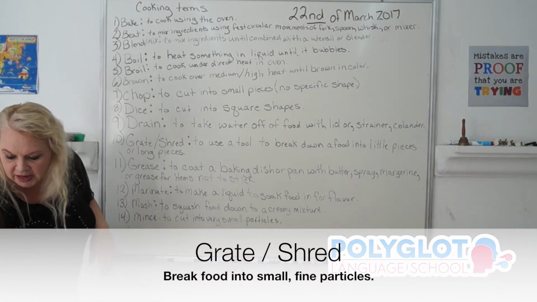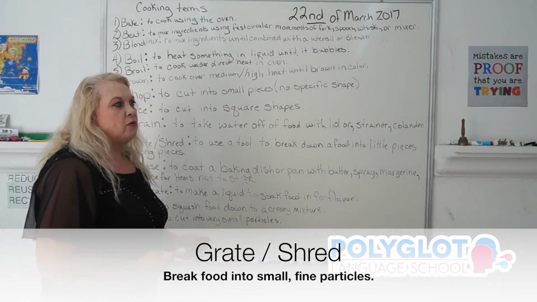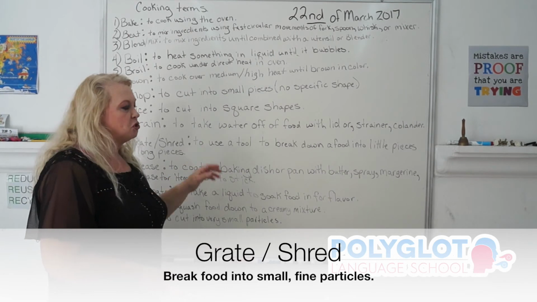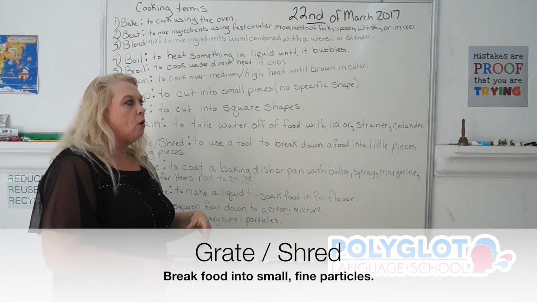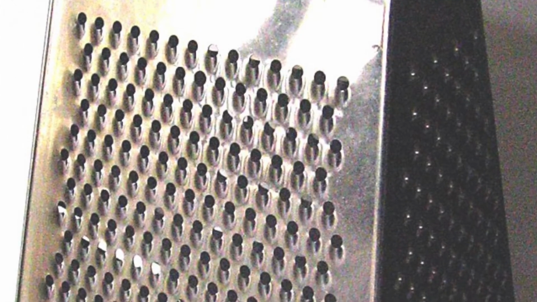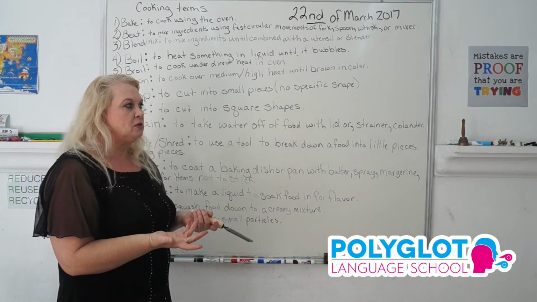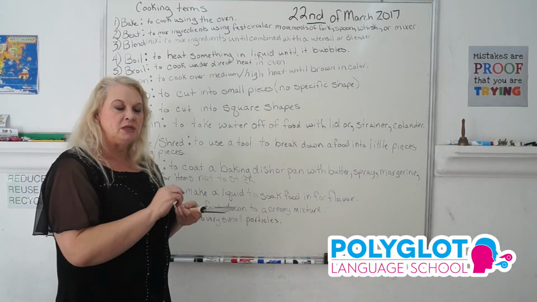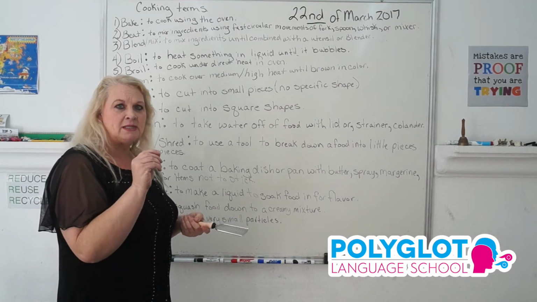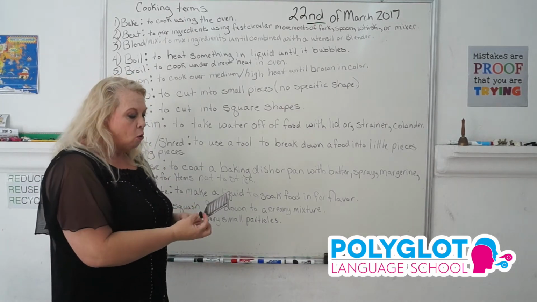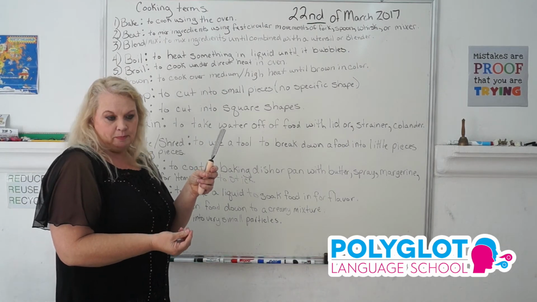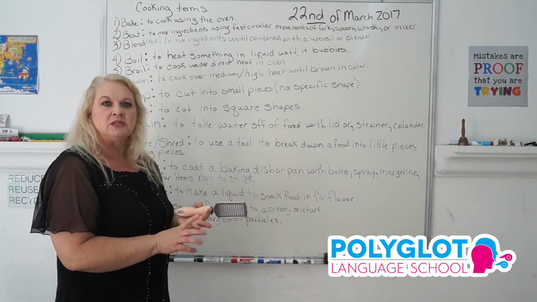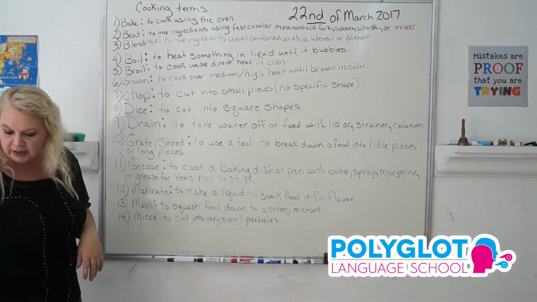Grate or shred. There's different types of graters and shredders. It's a tool and it breaks your food down into small, fine particles or long strings. So this is a grater. This is more or less a smaller one. It would be used for maybe cheese, like Parmesan cheese. You grate it, it becomes really, really small pieces. Maybe carrots. Or there's ones that have bigger holes, and it is used to make longer string-like pieces. Then you can use that for like lettuce and carrots for salad. Those are in the grate and shred department.